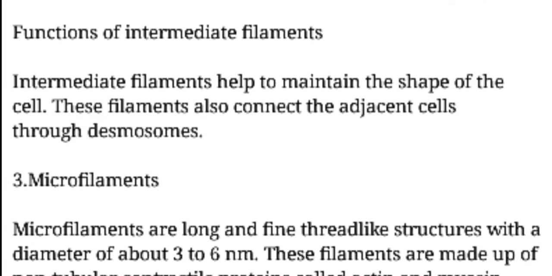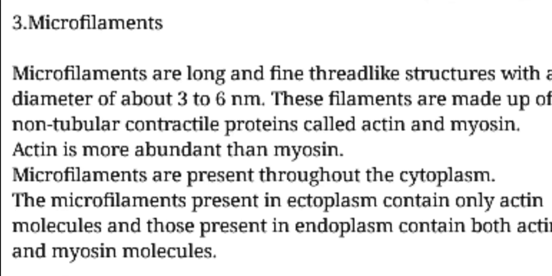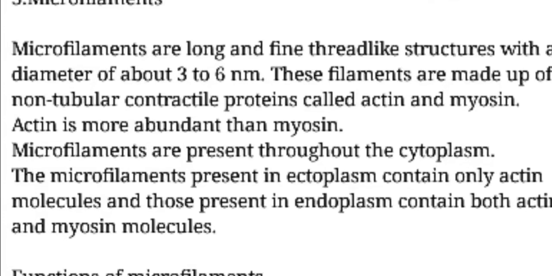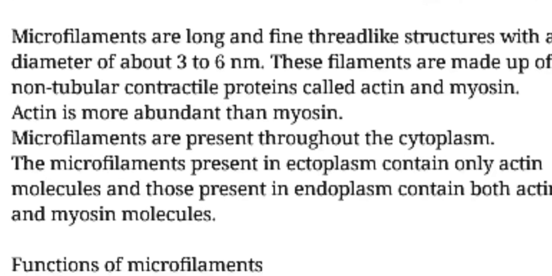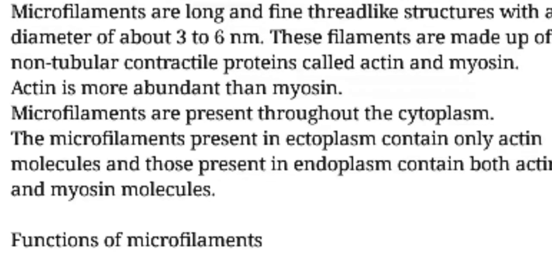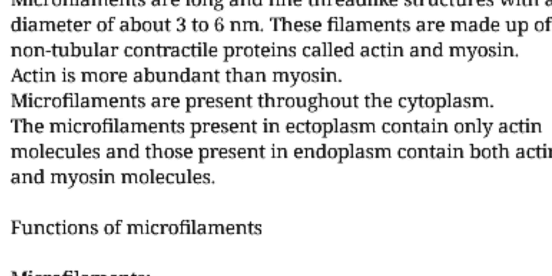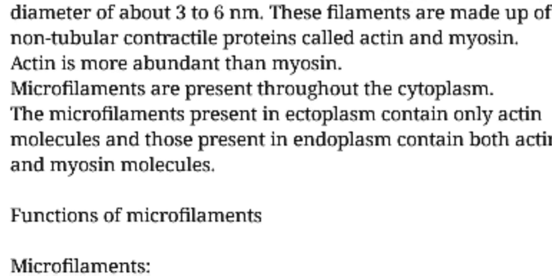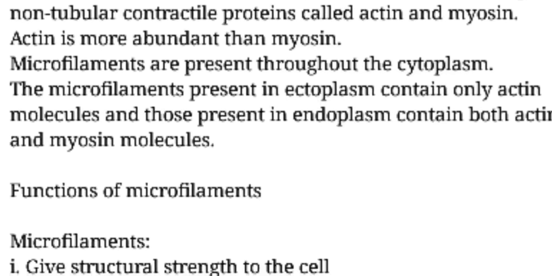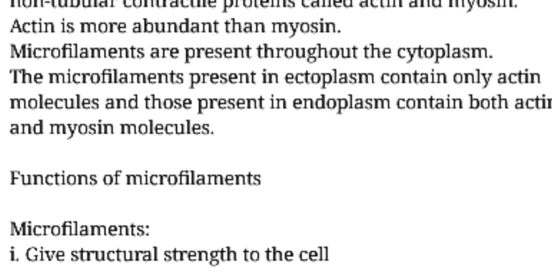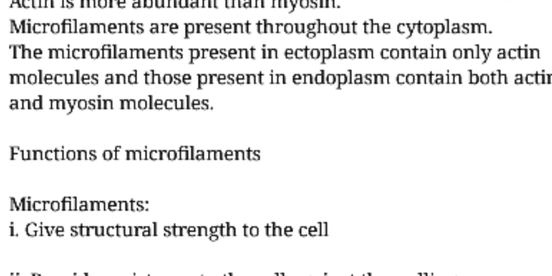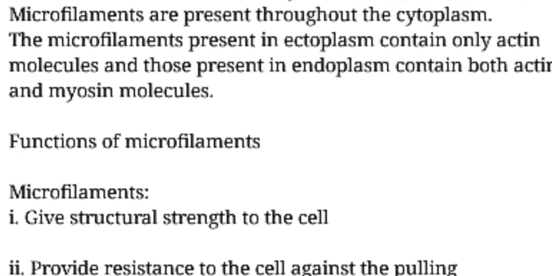3. Microfilaments. Microfilaments are long and fine thread-like structures with a diameter of about 3 to 6 nanometers. These filaments are made up of non-tubular contractile proteins called actin and myosin. Actin is more abundant than myosin. Microfilaments are present throughout the cytoplasm. The microfilaments present in ectoplasm contain only actin molecules and those present in endoplasm contain both actin and myosin molecules.